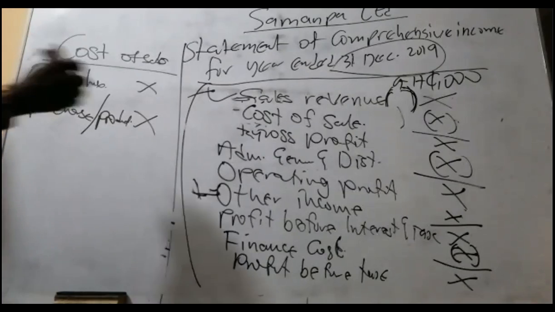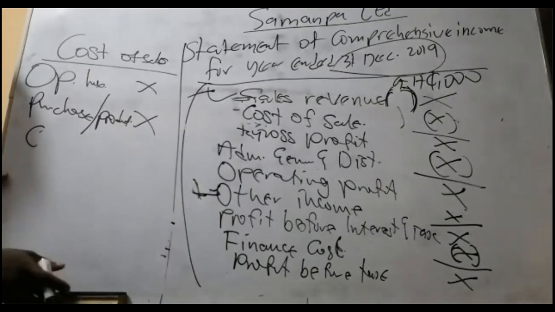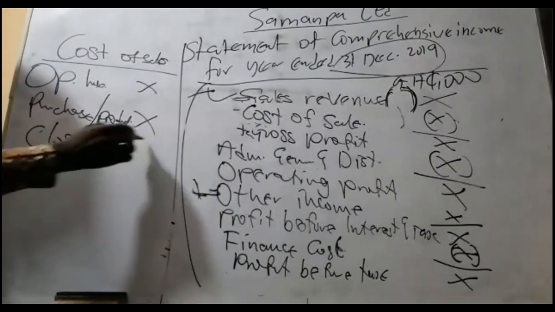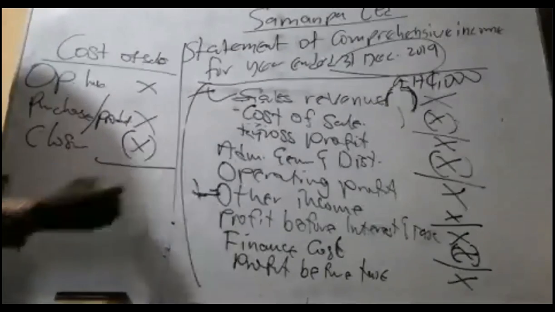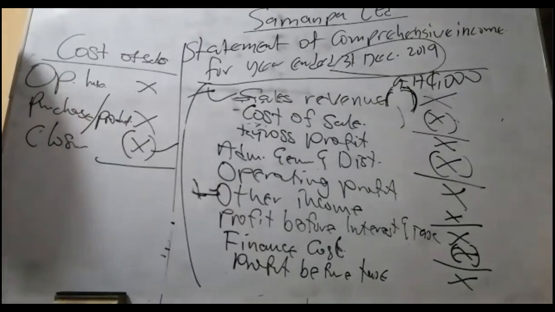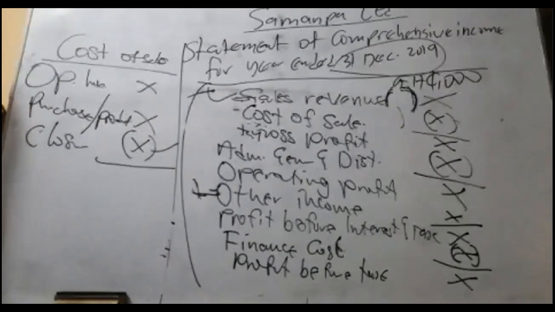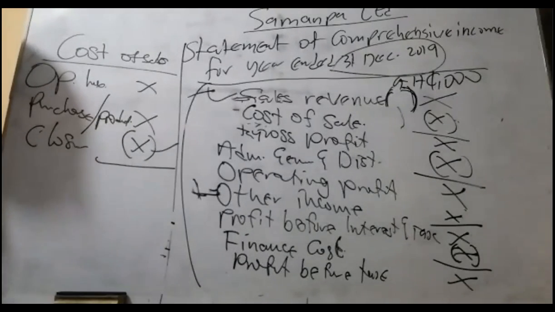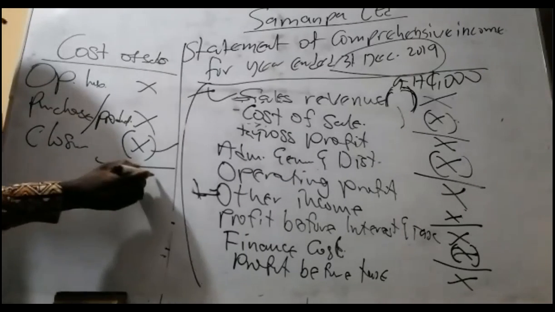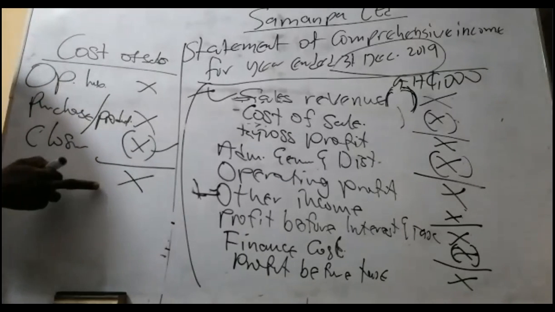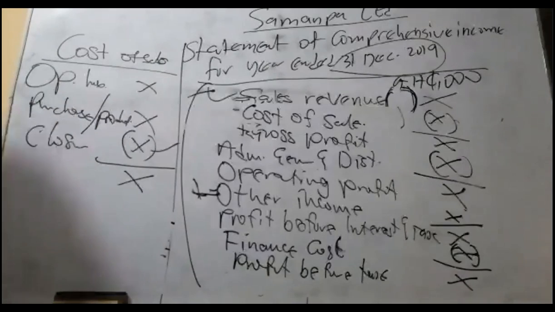Good. Then let's look at closing inventory. Now this closing inventory, take note of the valuation. Inventory must be measured at what? Lower of what? Cost and what? The NRV. And here definitely they will do that. Now if you get this one, this is the cost of sales, but it's incomplete. Plus other direct cost and adjustment.